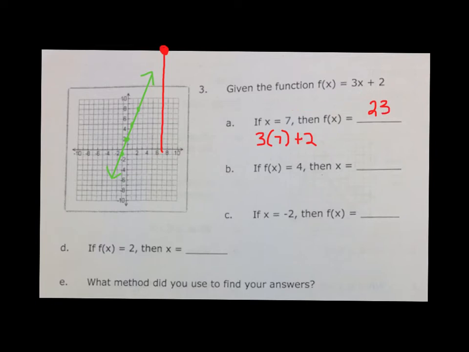If f of x equals 4, well then couldn't I just plug 4 in for f of x, the whole thing? f of x equals 4. So 4 equals 3x plus 2. And if I solve this, I'm going to get x equals 2 over 3.